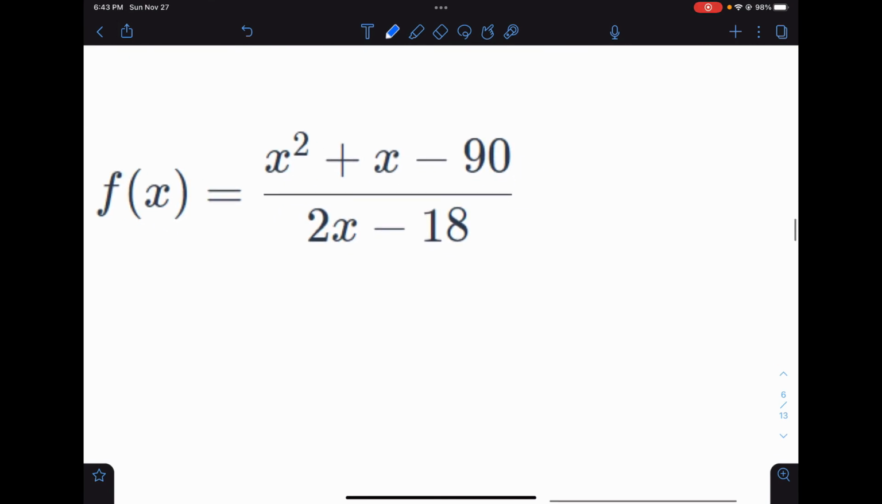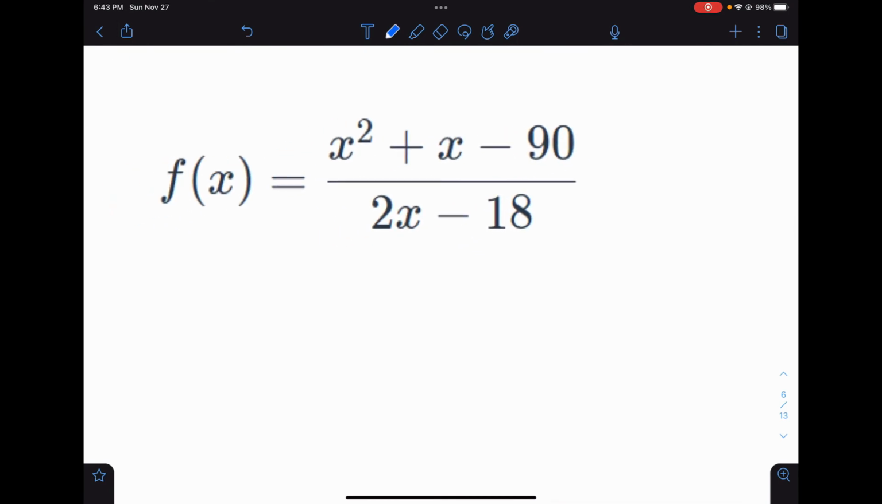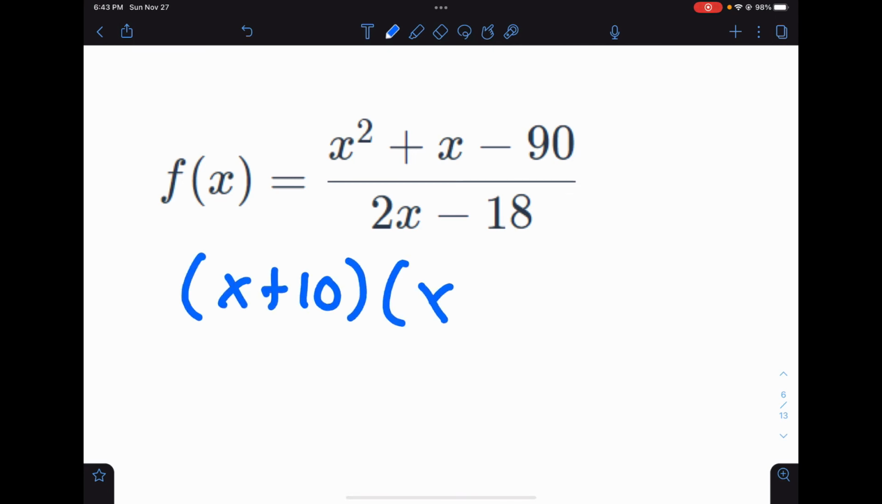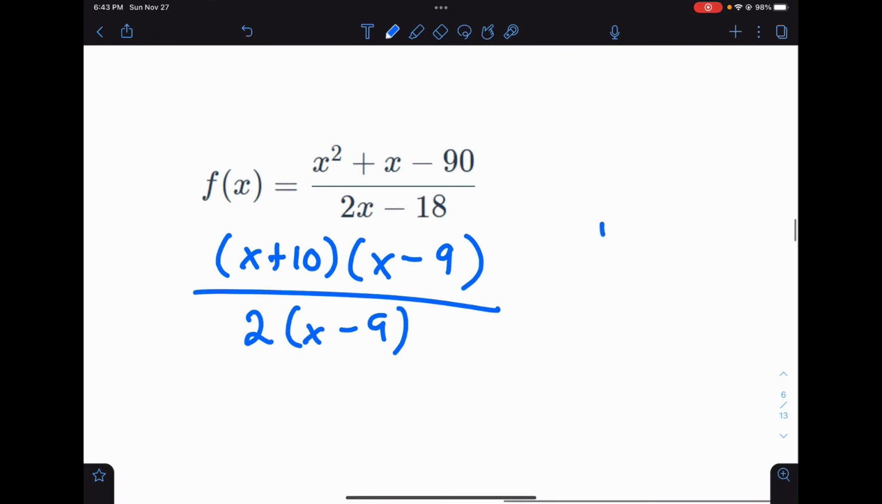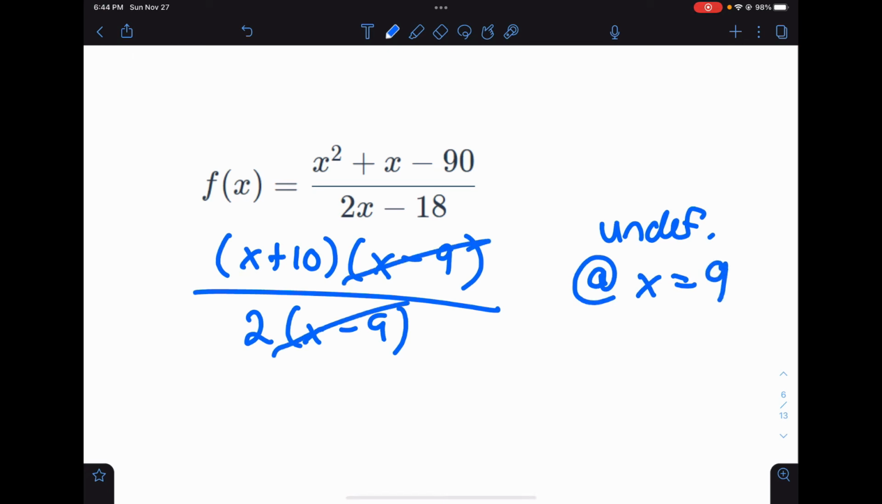All right. Let's try this next one. So again, we got to factor the numerator. That's going to be x plus 10, x minus 9, and then we factor the denominator by just taking a GCF out. All right, so this guy is going to be undefined at x equals 9. However, that's a hole there. So there are no vertical asymptotes.